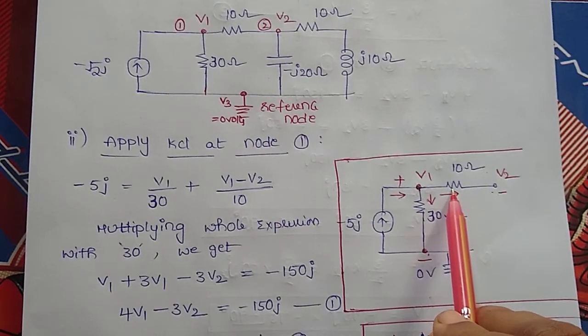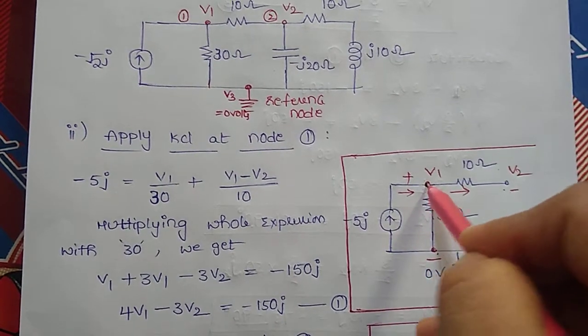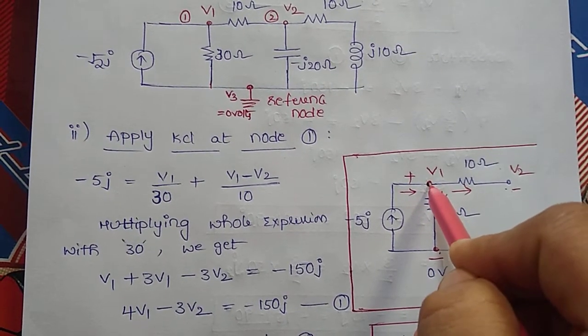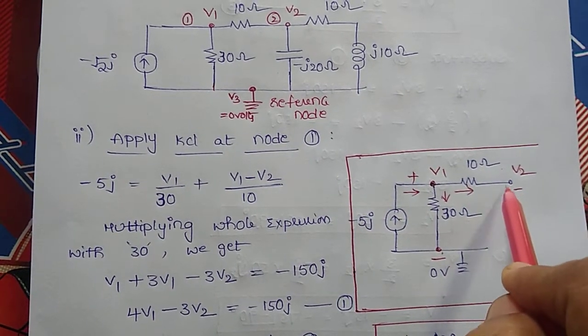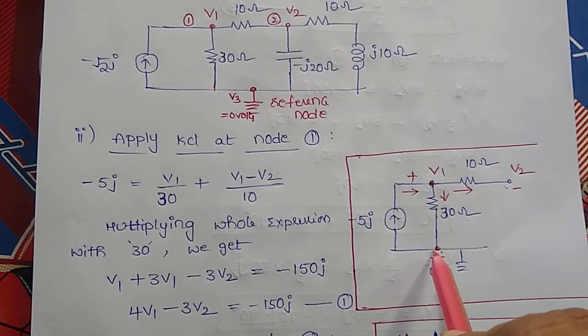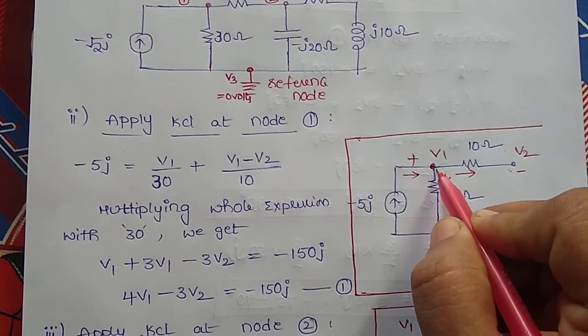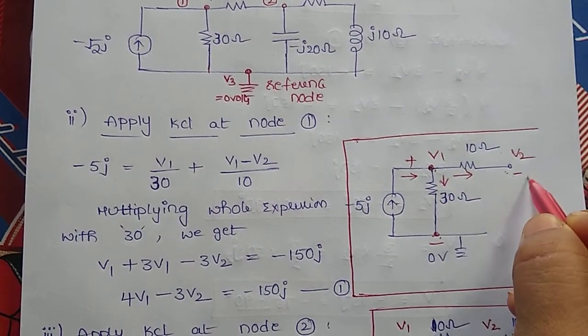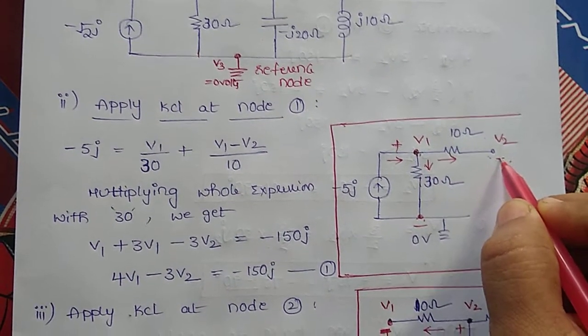Before applying KCL, I am going to treat the node at which I am applying KCL as positive with respect to all the remaining nodes. So hence these two are taken as negative. Here we are assuming that this node is at a higher potential compared to the remaining nodes. That's why I am taking this node as positive with respect to the others.